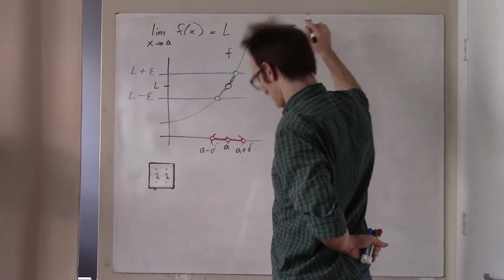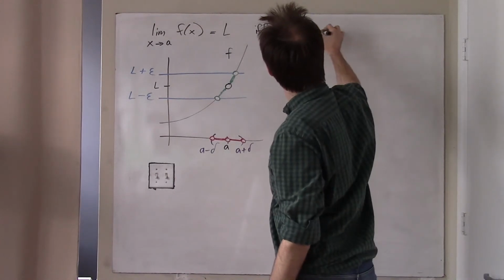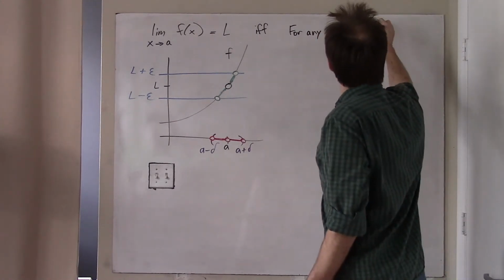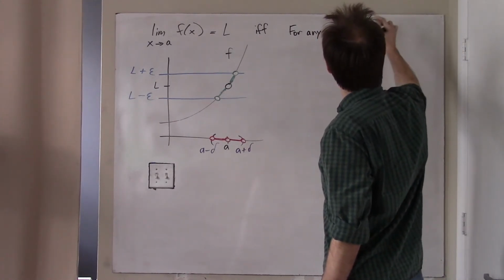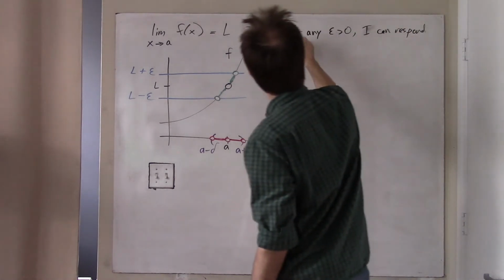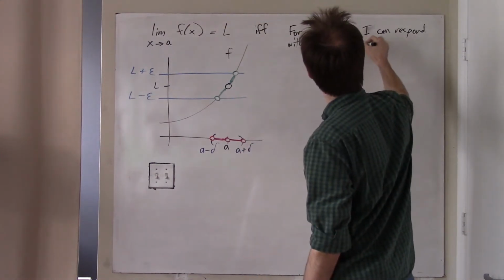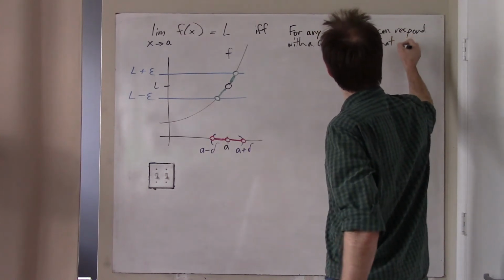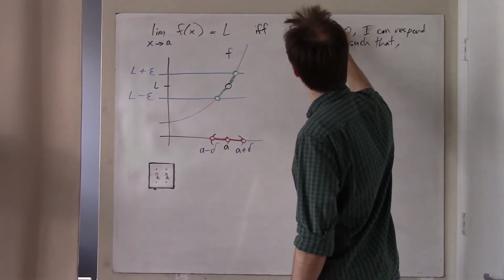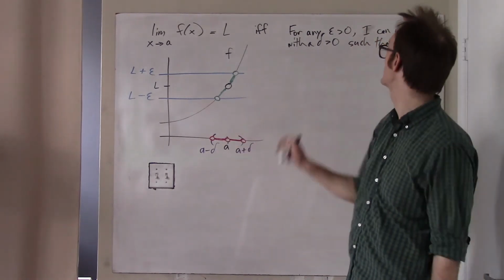For all, this is true if for any epsilon greater than 0, no matter how small, I can respond with a delta, also greater than 0, such that, and now here's the claim about this delta. The claim about this delta is that if I stay on this interval, then my outputs land on this interval.